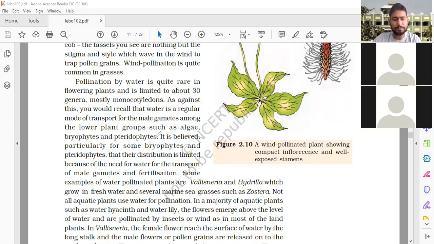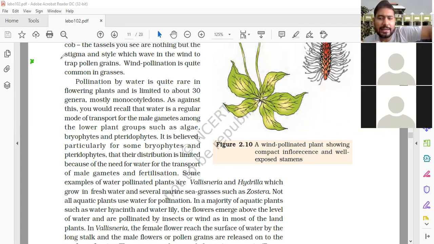Now, it is believed, particularly for some bryophytes and pteridophytes, that their distribution is limited because they are dependent on water. Another thing, what we have studied in lower botany: the distribution of bryophytes and pteridophytes is narrow. Narrow means not widely distributed, not distributed throughout the world, and their distribution is very local, that you can say endemic.